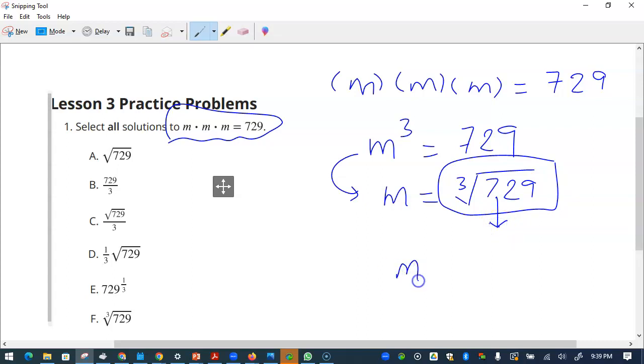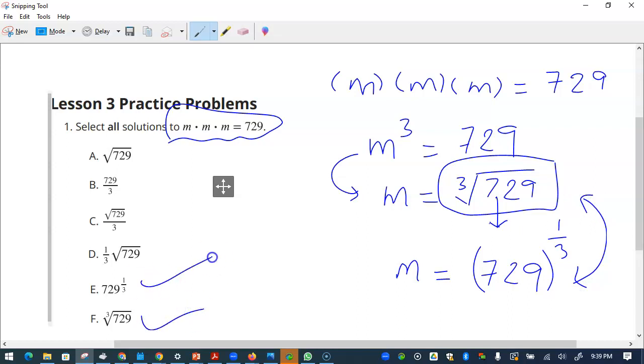There's another way to write this expression, which is 729 raised to 1 divided by 3. These two things we have already seen in earlier classes. So this is one of the answers, and this is also an answer. So E and F.